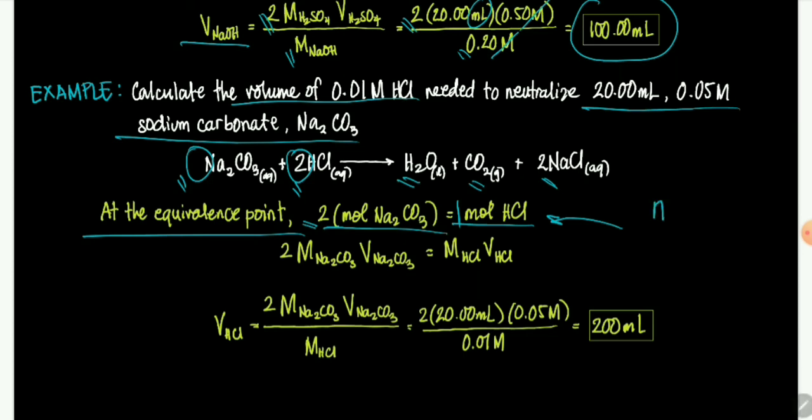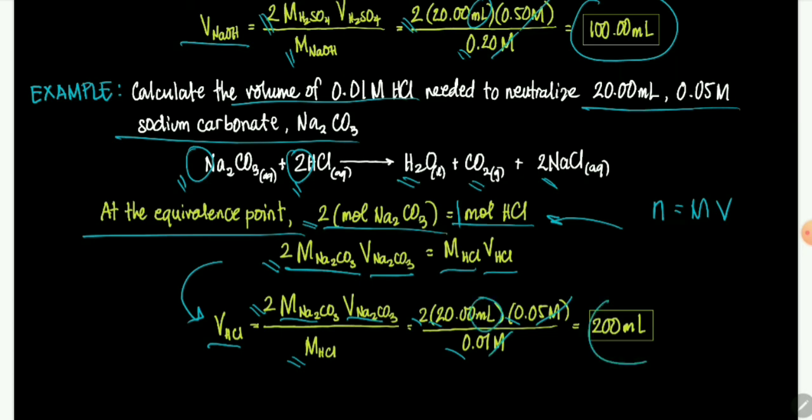So, again, yung number of moles is equal to the molarity times the volume. Okay? So, 2 times the molarity times the volume of sodium carbonate is equal to the molarity times the volume of your hydrochloric acid. Okay? So, rearranging the equations, we will get this. Okay? So, volume of HCl is equal to 2 times the molarity times the volume of sodium carbonate solution over the molarity of HCl. So, substituting the values, that's 2 times 20 ml times 0.05 over 0.01. So, makakancel yung molar, ang matitirang unit ay ml. You will get 200 ml.